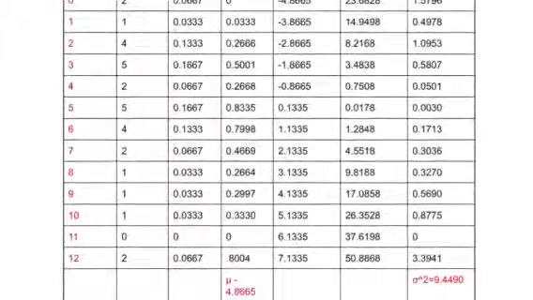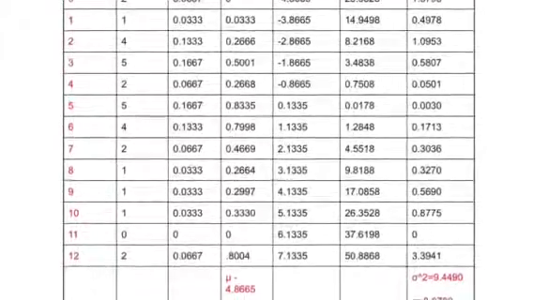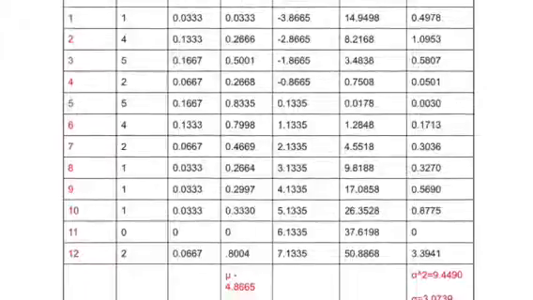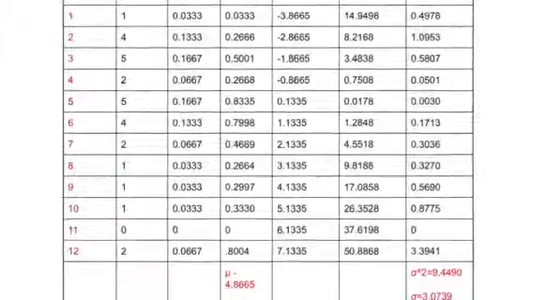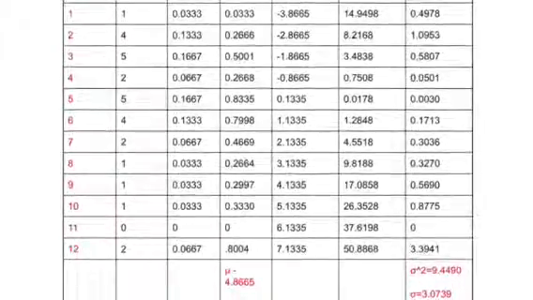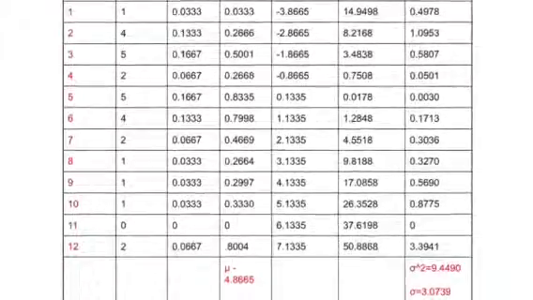that is how you get your variance, which in this case happens to be 9.4490. And if you get the square root of that, you have your answer, which in this case is 3.0739.